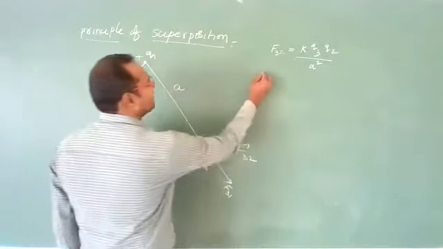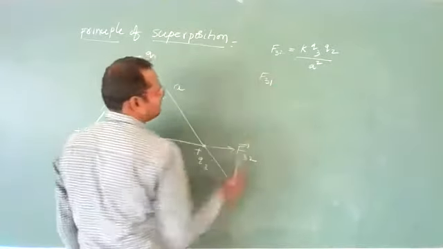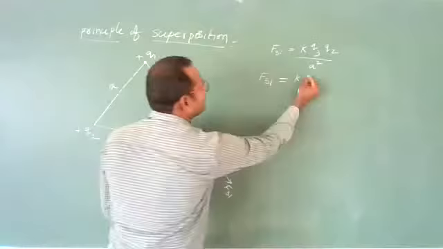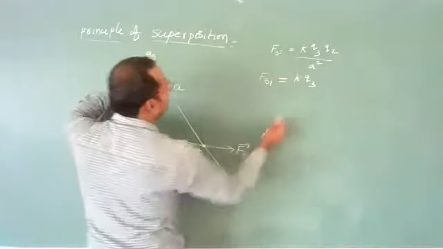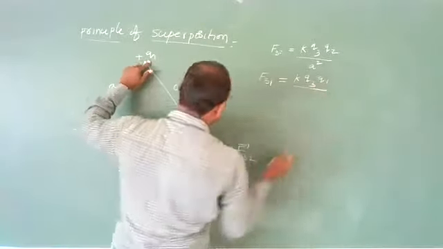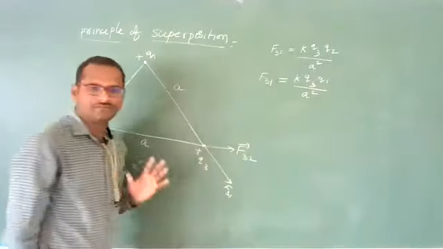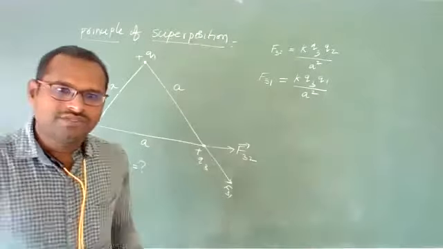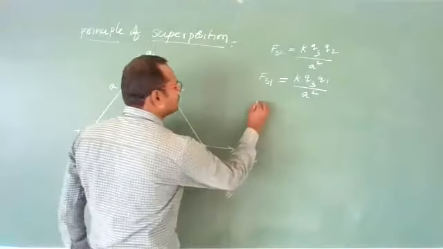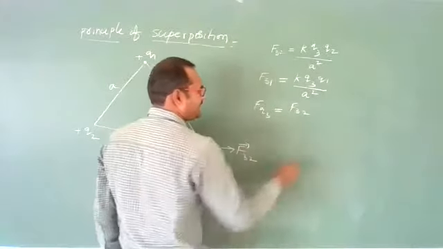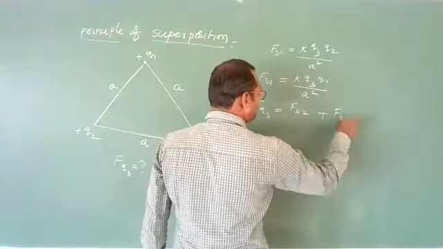Okay, sir, what is the value? Force on the third charge due to the first charge: value is again K, third charge is Q3 and first charge is Q1, divided by the distance between these two, which is A again, A square. So net force we want. Net force on the Q3 charge is nothing but force on the third charge due to the second plus force on the third due to the first.